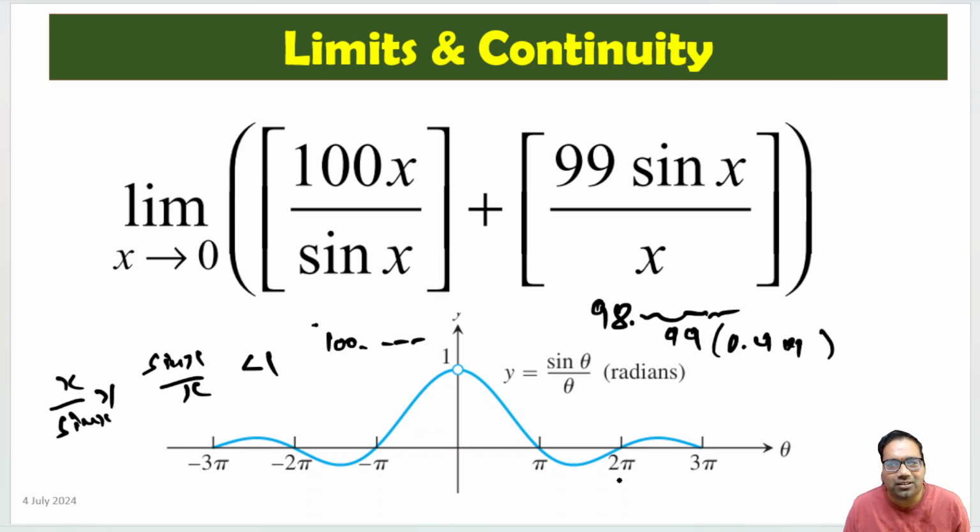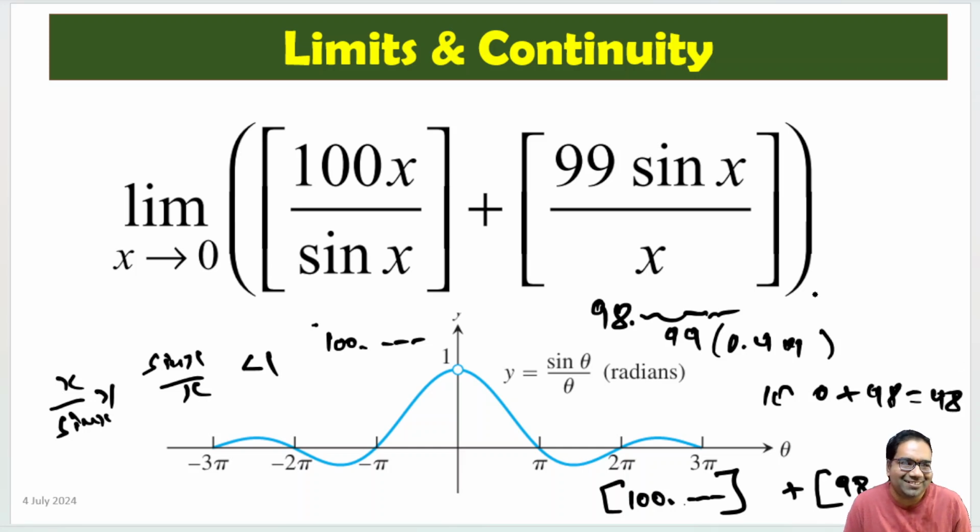Basically we have the greatest integer function of 100 point something, plus the greatest integer function of 98 point something. So what is this? The greatest integer less than 100 point something is 100, and this one is 98. So the total is 198, right, guys?